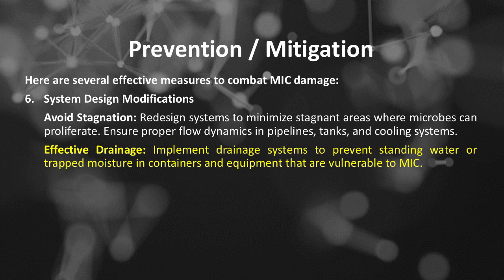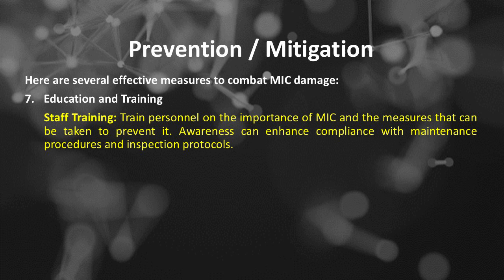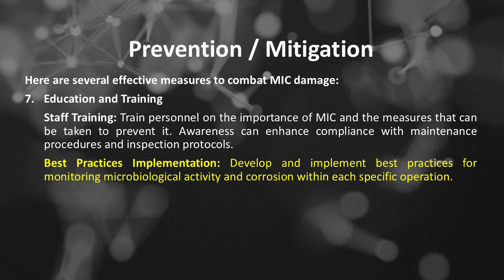Implement drainage systems to prevent standing water or trapped moisture in containers and equipment that are vulnerable to MIC. Number 7 is education and training. Staff training: train personnel on the importance of MIC and the measures that can be taken to prevent it. Awareness can enhance compliance with maintenance procedures and inspection protocols. Best practices implementation: develop and implement best practices for monitoring microbiological activity and corrosion within each specific operation.